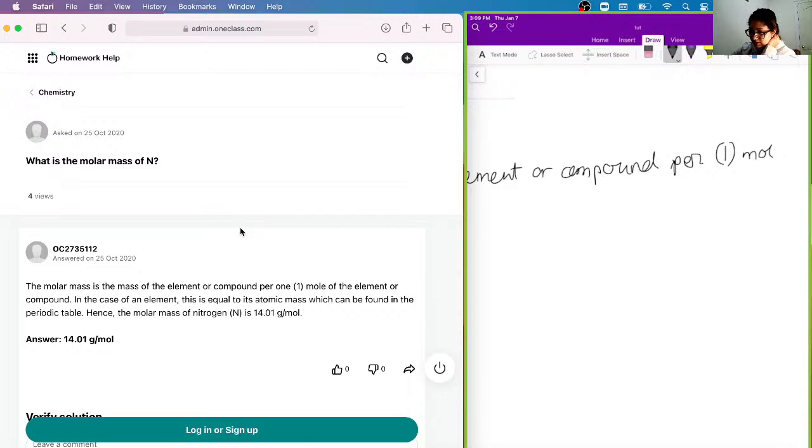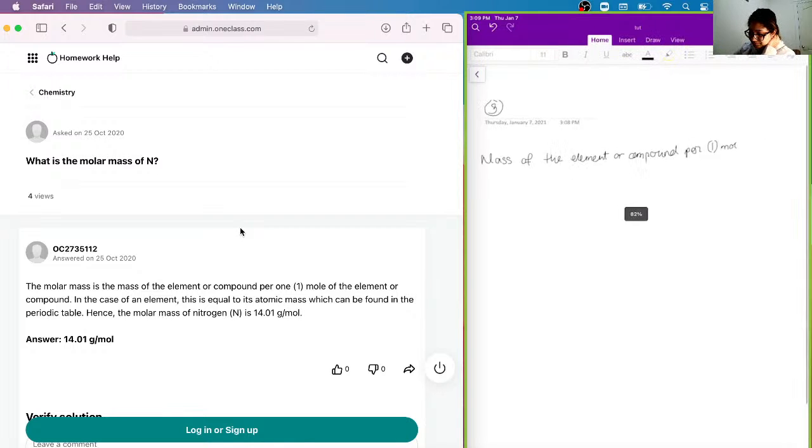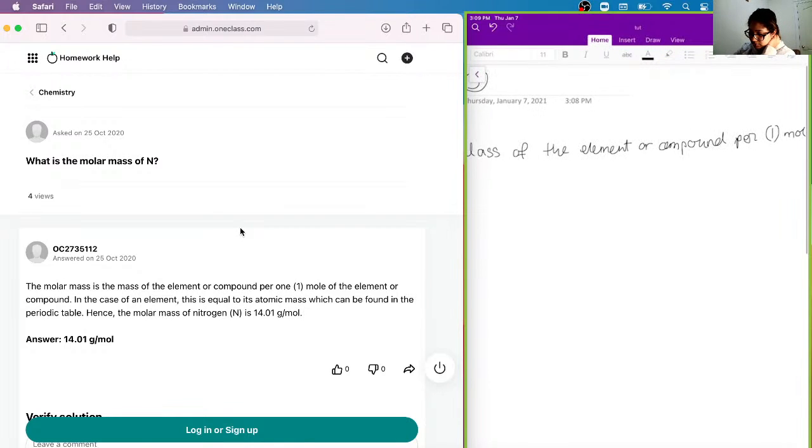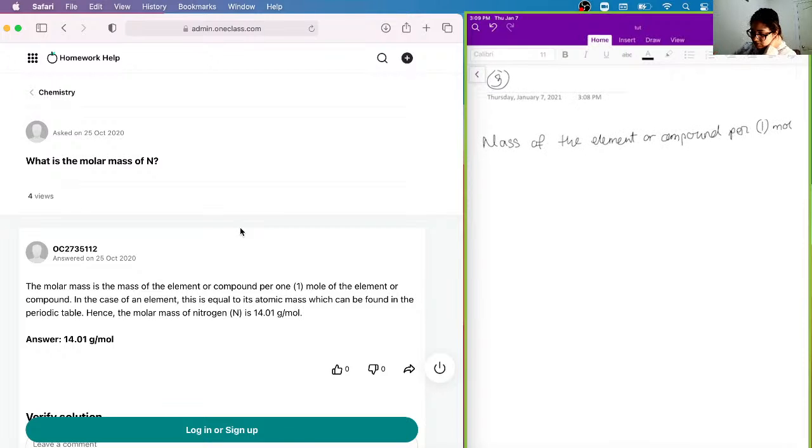In this case, we're talking about an element, nitrogen. Since it's just an element, you won't really have to add or subtract anything when you're calculating the molar mass. So it is also the molar mass or the atomic mass. I said molar mass, so this is supposed to say molar mass.